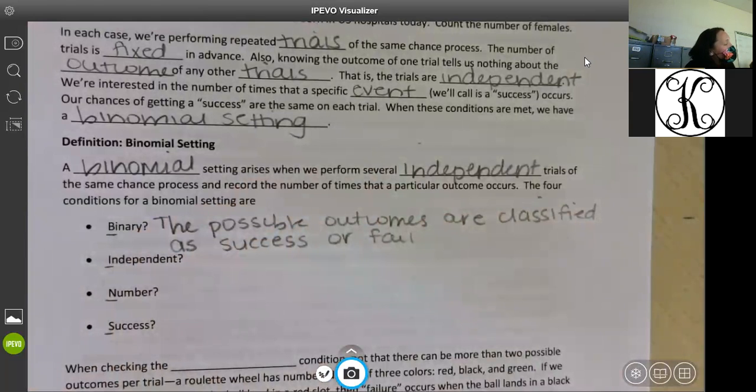So if we're flipping a coin 50 times and we want to get heads, your success is heads. What is your failure? Tails. So that's your binary right there. Success is heads, fail is not heads.